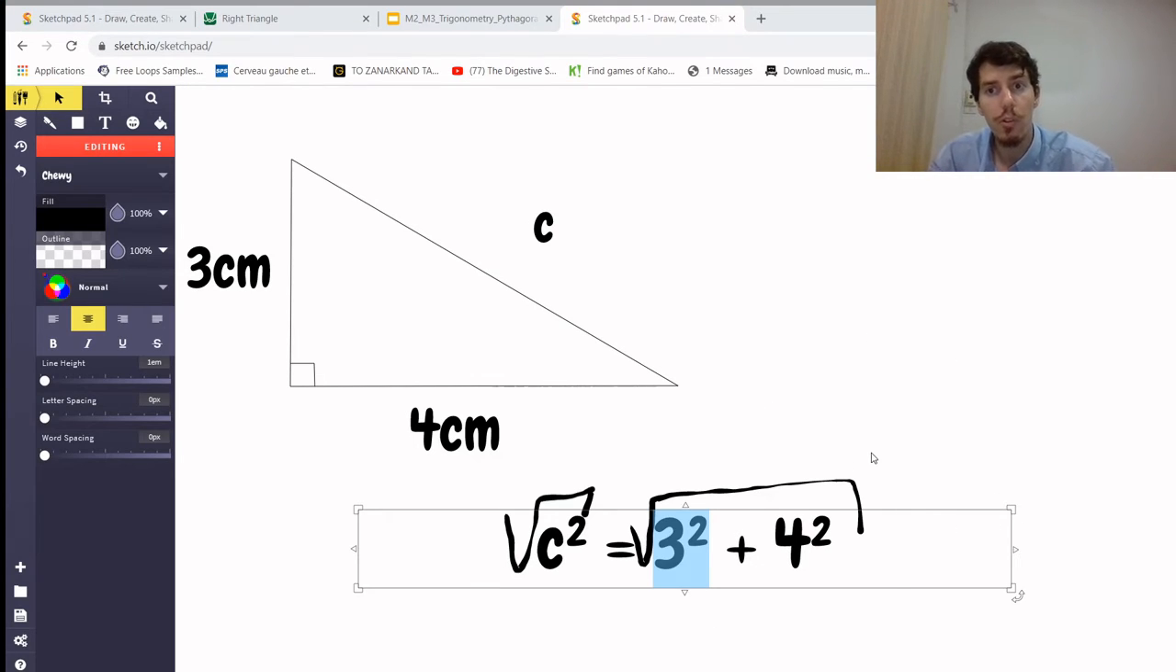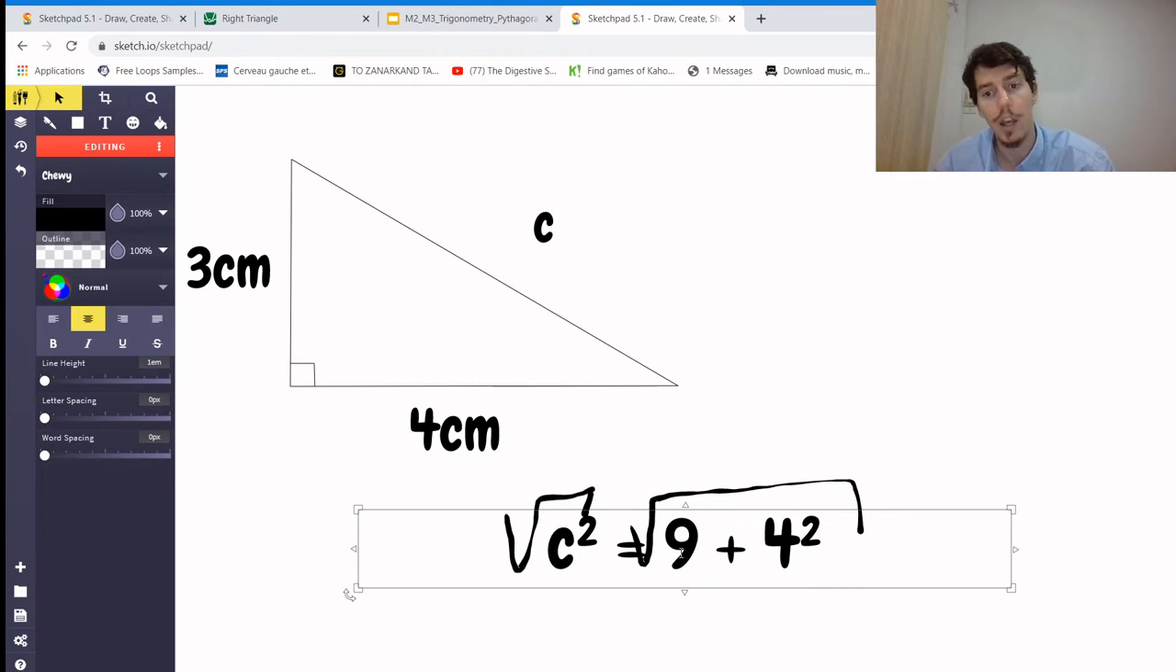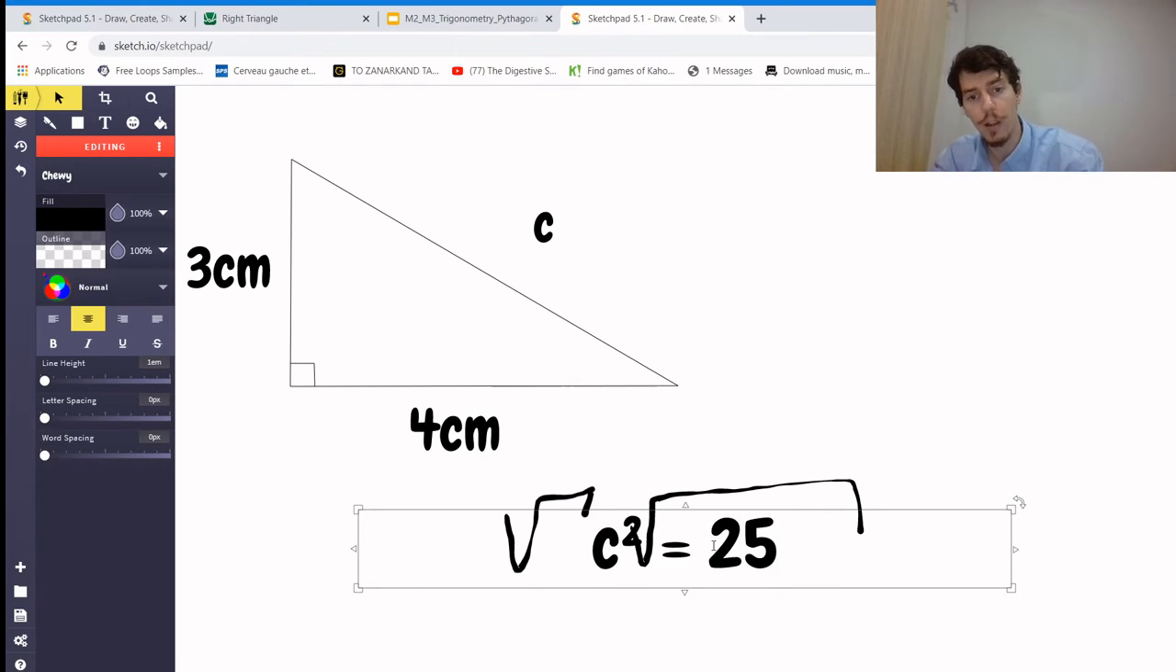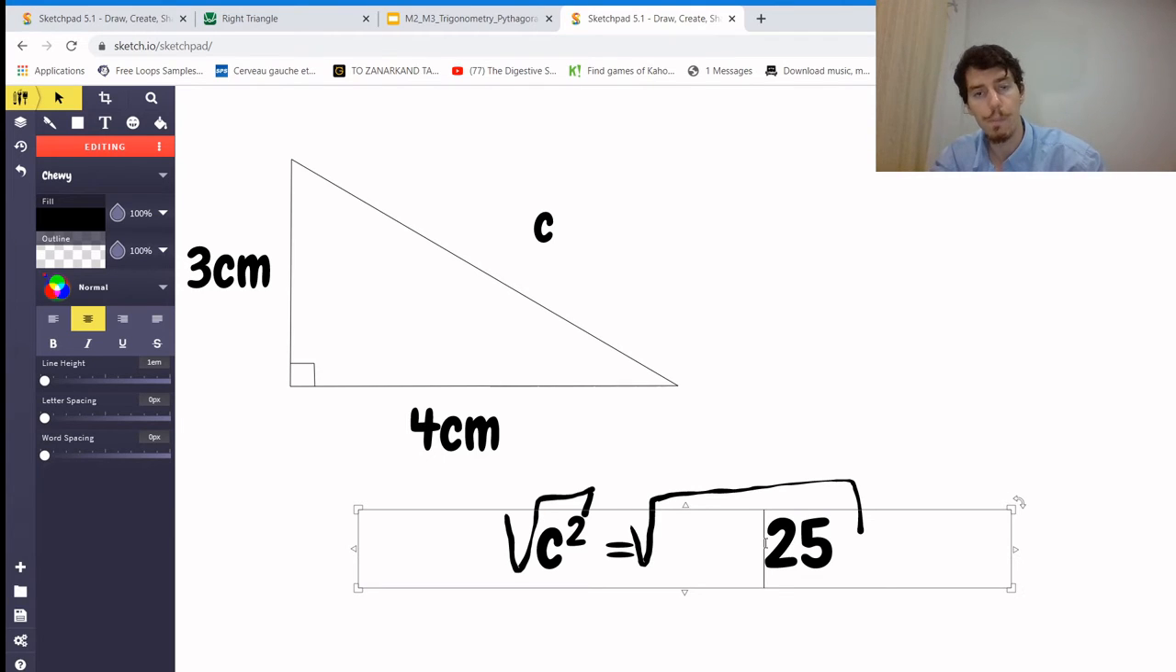So now if we want to simplify, to make the right side more simple, we cannot do anything. We have to work on the numbers inside of the square root. We have to say 3 squared is 9 and 4 squared is 16. Together they make 25. And now you can try to remove the square root to say, okay, 25 is 5 squared, and now you find c is equal to 5.